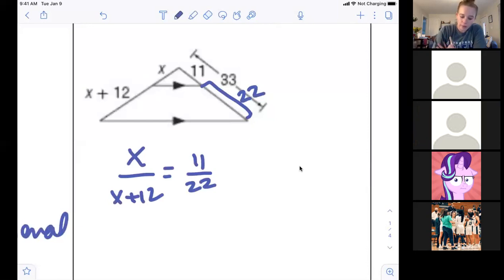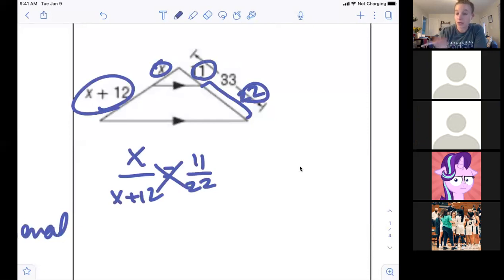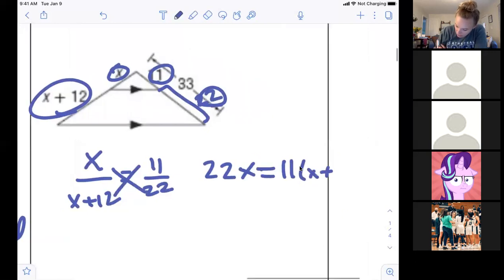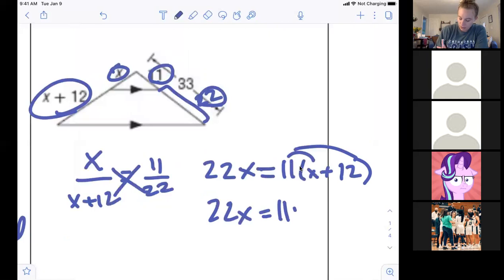We knew that we had to do the small side and then the bigger side on the same one, and then 11 over 22. You could have rearranged this a couple different ways, but at the end of the day, when you cross multiply, you should get the same thing that we're about to get from Maddie's equation. 22 times x is 22x. I'm not going to distribute that 11 to my x plus 12 until I write it down, just in case I mess up. 11 times x plus 12, distribute that. 22x equals 11x plus 132.